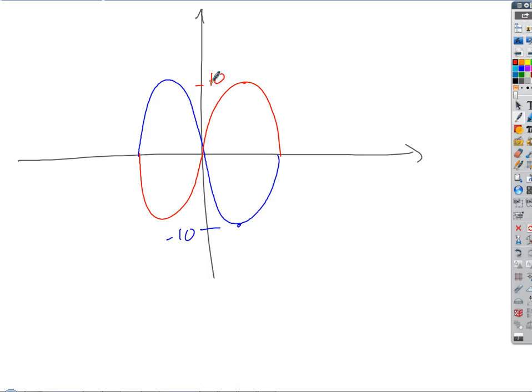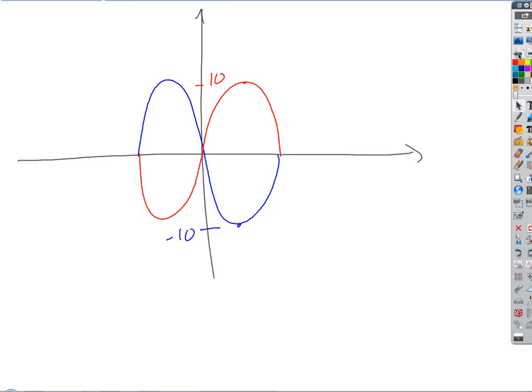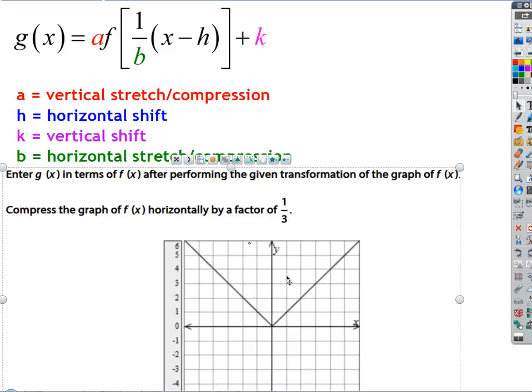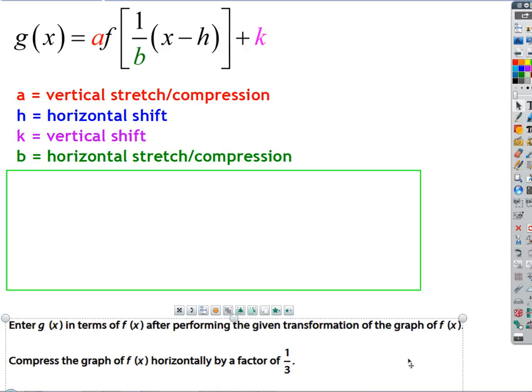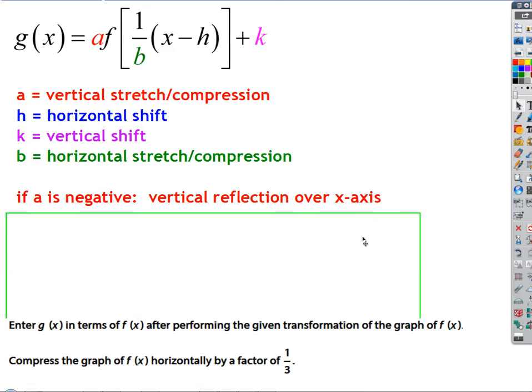So which of these parameters should I make negative to multiply everything by -1? Not B. A. Yes, it's A. A is the number responsible for a vertical stretch, so it's also the number responsible for a vertical reflection. All we have to do is make A negative to reflect over the x-axis. If A is negative, we get a vertical reflection over the x-axis.